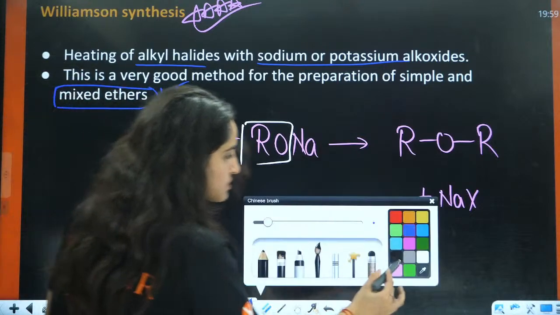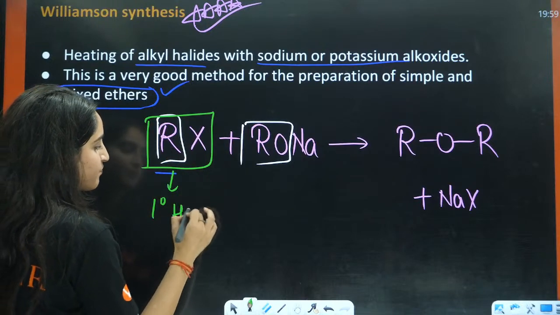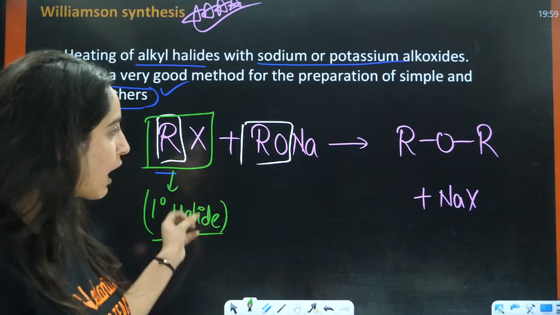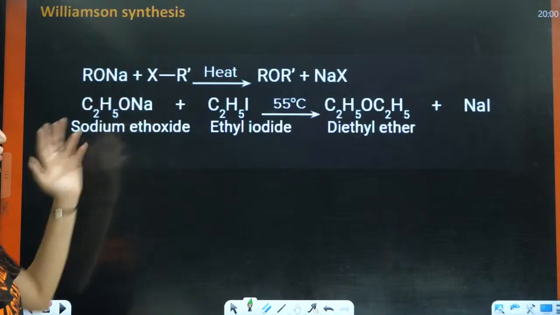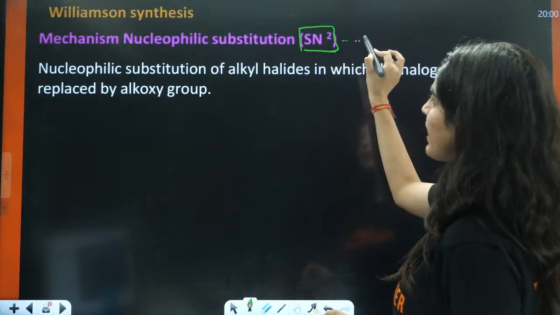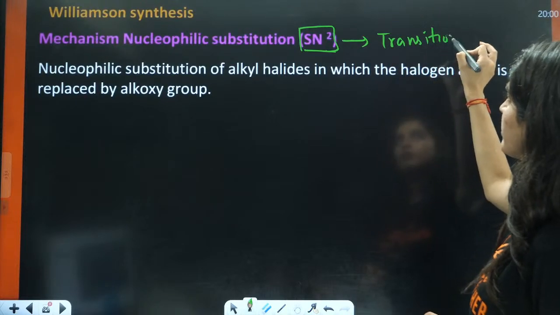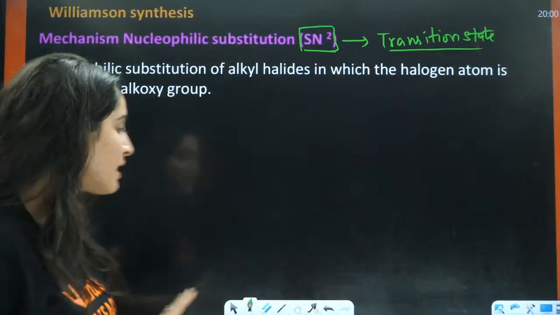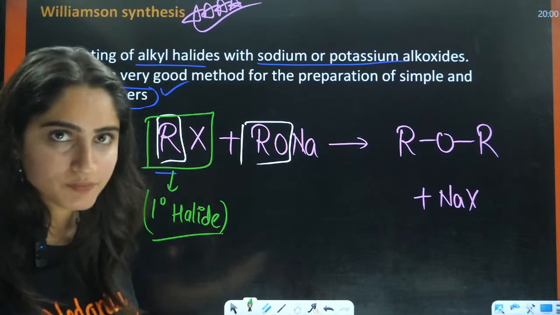Now the condition here is that this should be a primary halide. If you have a choice, you will prefer the primary halide here. This is the full reaction that I have told you. Now let us see the mechanism. It is an SN2 mechanism. SN2 means no carbocation; a transition state will be formed. Let us first go through the mechanism, and then you will get to know why I have told you that this halide should be a primary halide.